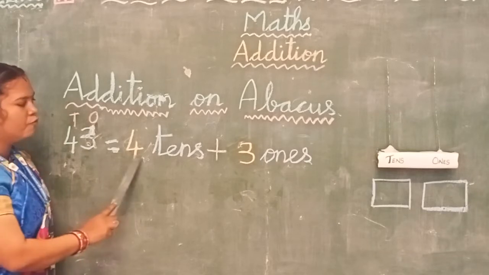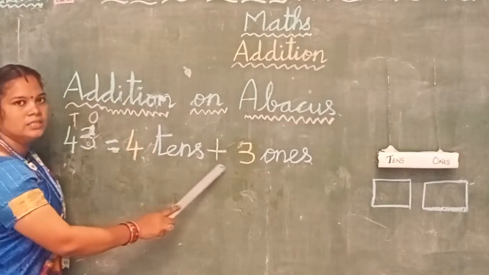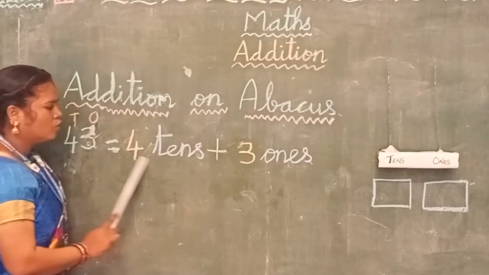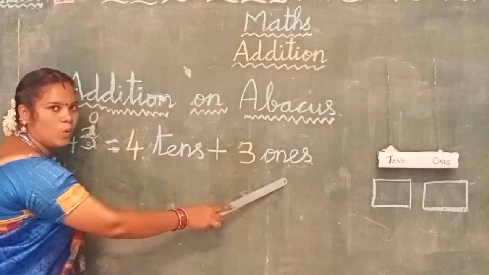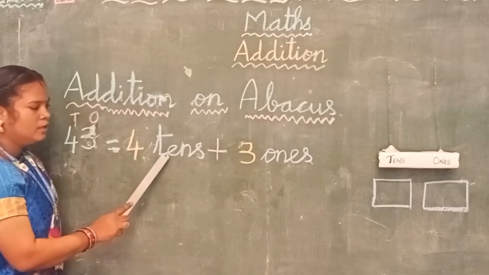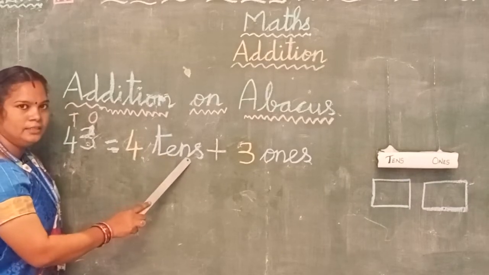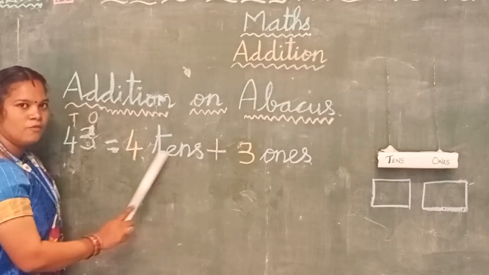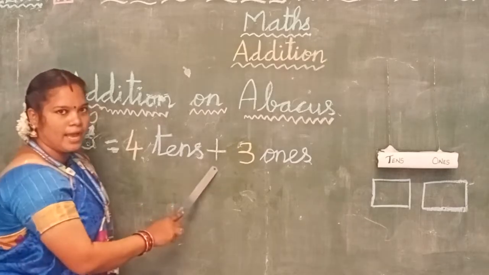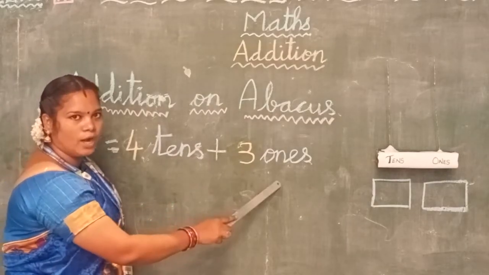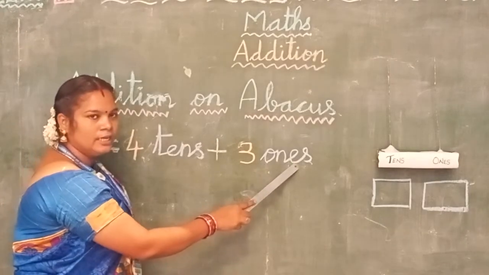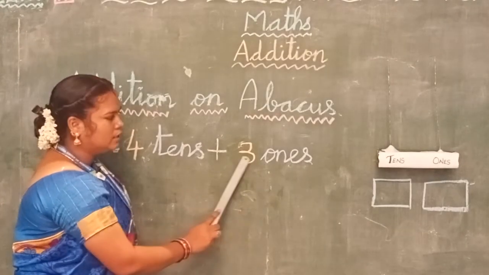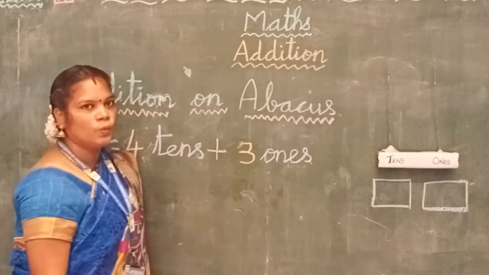4 tens plus 3 ones. T, E, N, S. Tens. 4 tens plus 3 ones. O, N, E, S. Ones. 3 ones. Okay, children?